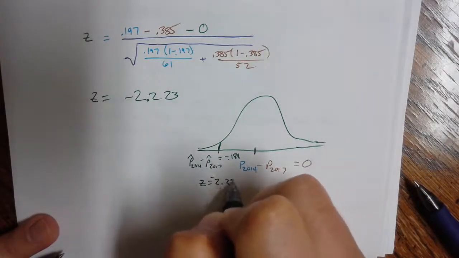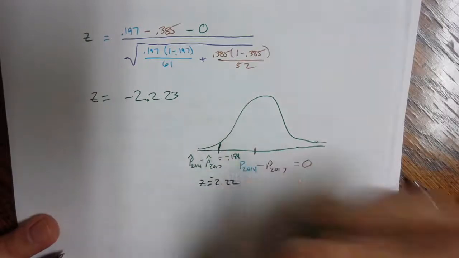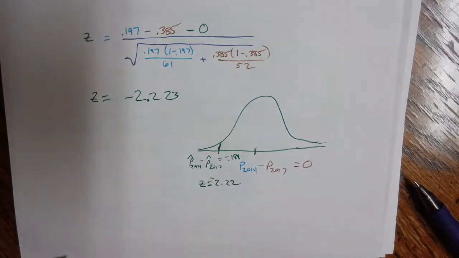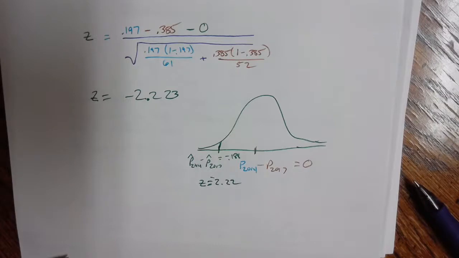And what we're going to do is look this number up and see if it falls in the critical region. So get our z-table.